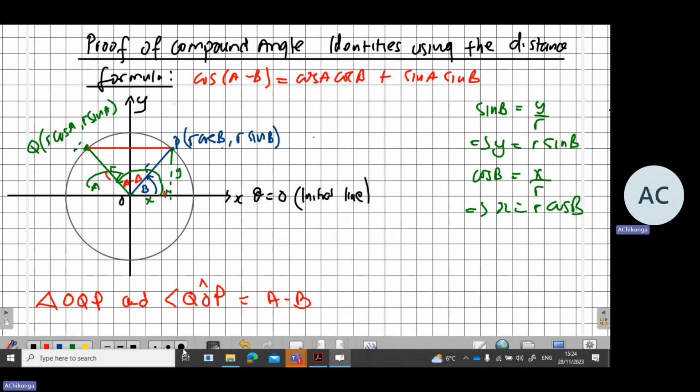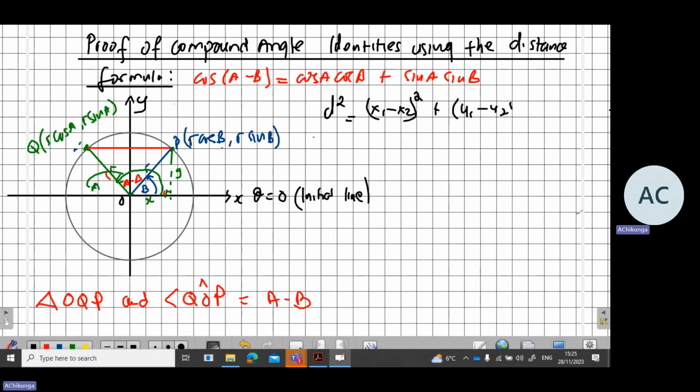All right. So applying the distance formula to the line QP now gives us QP squared. Since we know from the formula of distance, generally the first formula of distance we know is d squared is equal to what? Is equal to x1 minus x2 squared plus y1 minus y2 squared. You can also say x2 minus x1. It doesn't really matter in this case.